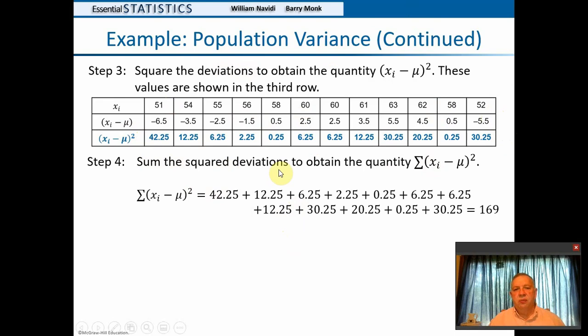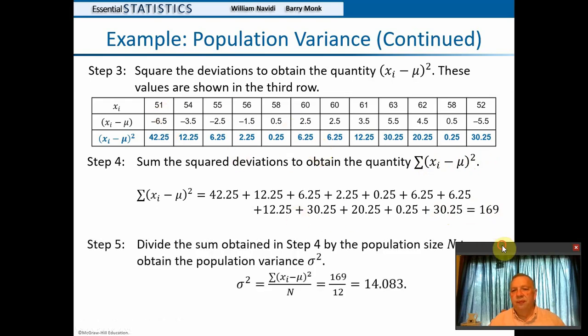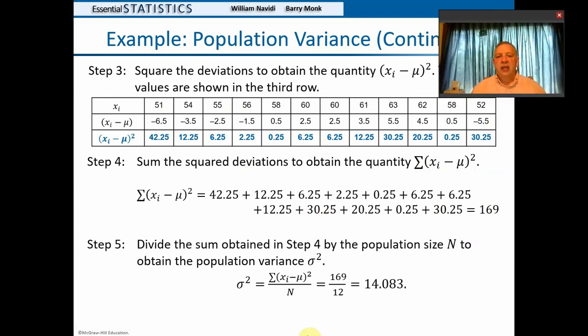Here's my step 4, sum the squared deviations. These are called the squared deviations. Squared deviations to obtain that quantity, that's the sum of the x sub i minus mu squared. And if we do that, that's 169. And then I'm going to divide it by the number of data points, which is 12. And this is the population variance, sigma squared.